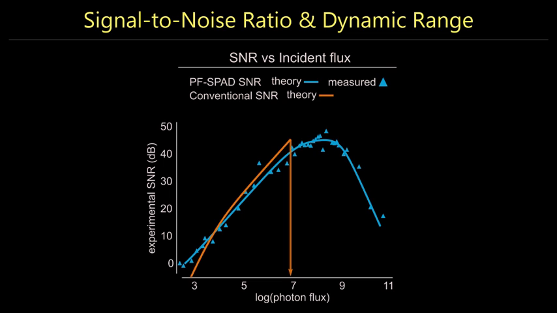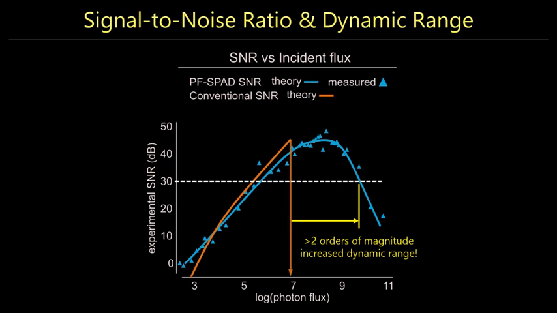This plot shows the theoretical SNR curve for a PF-SPAD pixel overlaid on our experimental estimates. Our theory and experiments show a remarkable 2 orders of magnitude improvement in dynamic range compared to a conventional sensor. We now show some simulated high dynamic range imaging results.